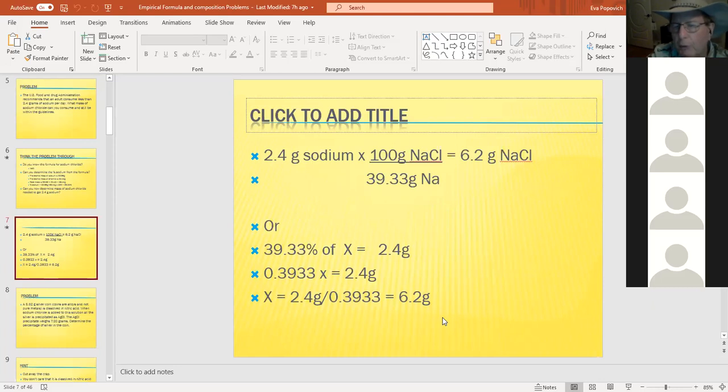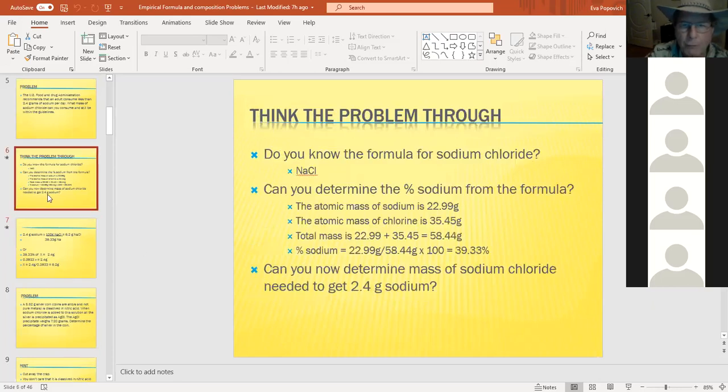This gives me 6.2 grams. You can consume 6.2 grams of sodium chloride and you'll still be within guidelines. If you don't like that, let's think of what the 39.33% means. That means that there are 39.33 grams of sodium per 100 grams of sodium chloride. Joe, did that make sense to you?